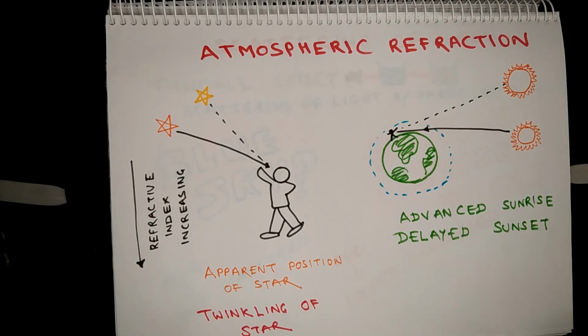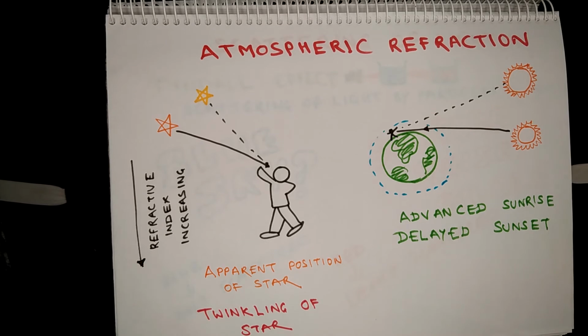You know that the atmosphere is composed of several layers, and different layers have their own optical densities. So when a ray of light travels through subsequent layers of the atmosphere, it experiences deviation in its path because of refraction of light, and because of such deviation, certain natural phenomena happen. One example is the apparent position of stars.